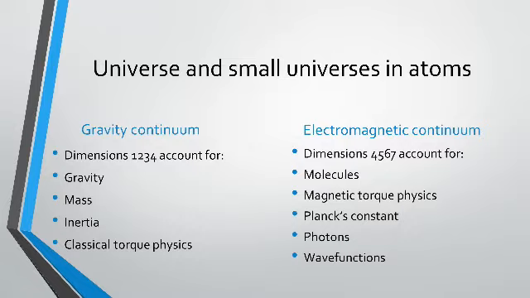So as it says there, gravity uses dimension number 1, 2, 3, and 4 to account for mass, inertia, and classical torque physics. Now the other 4 dimensions of the accounting system that I recommend is for the electromagnetic continuum, dimensions 4, 5, 6, 7 for molecules, wave functions, photons, Planck's constant, in magnetic torque physics, which is something of a mechanistic type of theory.